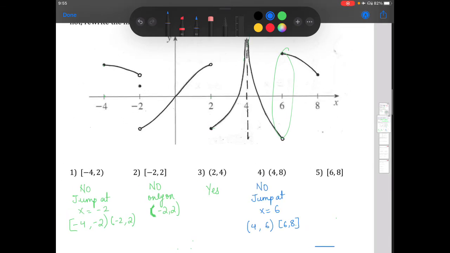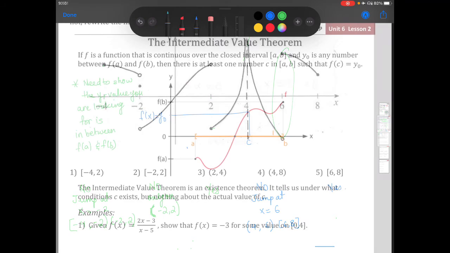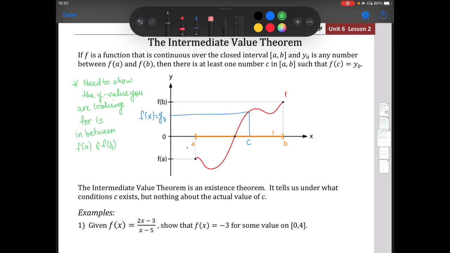Okay, and the next one is from 6 to 8. Yes, it is. It is continuous over that closed interval. So the intermediate value theorem: if f is a function that is continuous over the closed interval a comma b, and y naught is any number between f of a and f of b, then there is at least one number c in that interval such that f of c is equal to y naught.